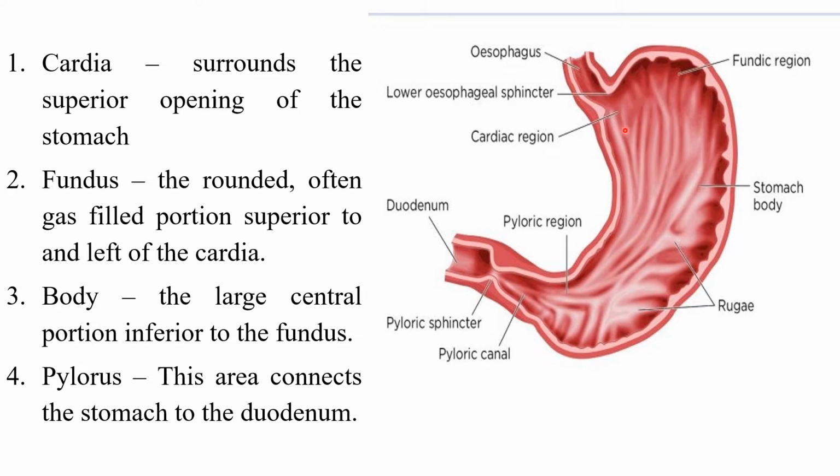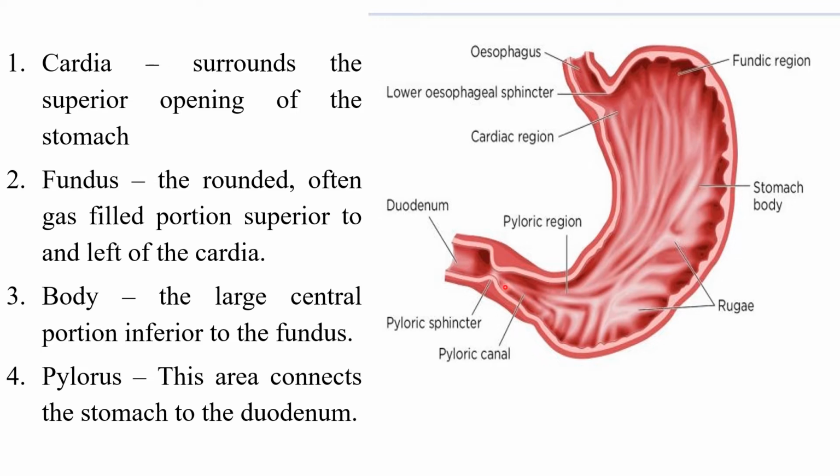And here, in the junction between esophagus and the stomach, there is a sphincter which controls the backward movement of food, called the lower esophageal sphincter, which makes sure that the food once engulfed will not be regurgitated back in the normal condition.